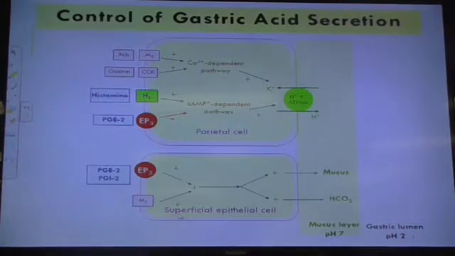But the stimulation of the production of mucus and bicarbonate is not only from PGE2 and PGI2, it's from the muscarinic receptor too. That's why we don't use cholinergics to treat gastric ulcers. Because if we use a cholinergic to treat a gastric ulcer, it can increase the gastric acid release, and it also increases the production of mucus and bicarbonate.